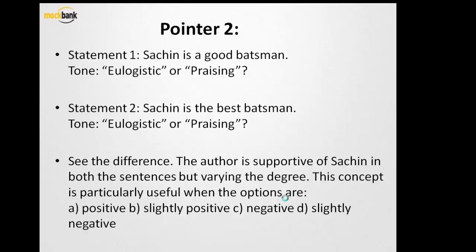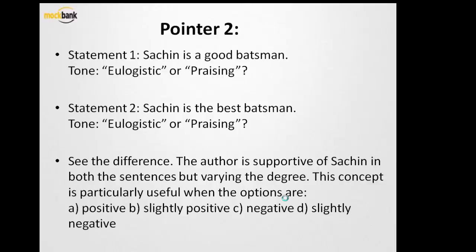Pointer 2. Suppose I say Sachin is a good batsman, and I ask you the tone of the passage, whether it would be eulogistic or praising. The second statement, Sachin is the best batsman, and I again ask you the same question. See the difference over here. I have drastically increased the intensity of the word from statement number 1 to statement number 2. Right from saying that Sachin is a good batsman to saying Sachin is the best batsman.